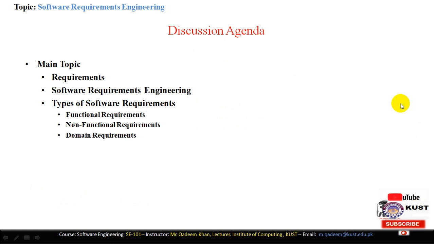This is the discussion agenda. It contains the topics of requirements, software requirements engineering. Then we have the types of software requirements, in which we have the non-functional requirements, functional requirements, and the domain requirements.